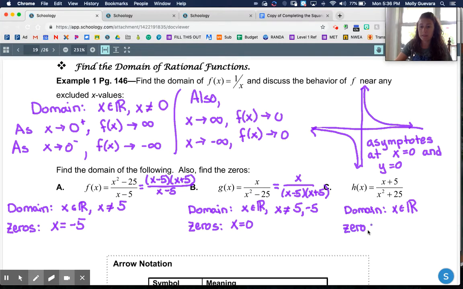Okay. The next thing to find is zeros. What value would give you 0 at the top? And in this problem, it would be -5. Excuse me. So this tells me that the graph crosses the x-axis at -5.